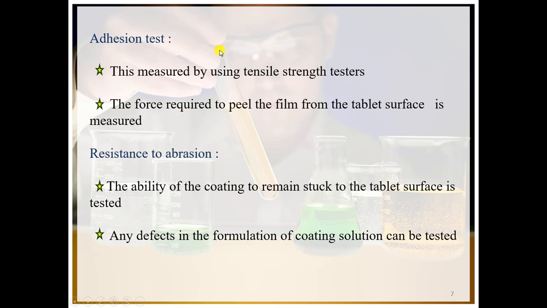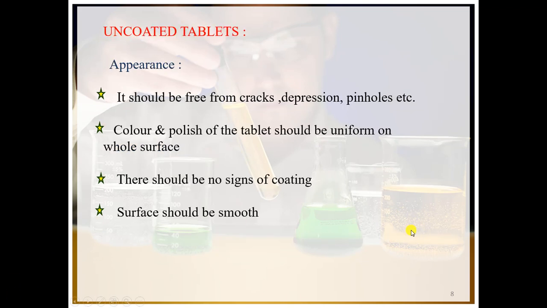The adhesion test is usually performed using tensile strength testers. The force required to peel the film from the tablet surface is measured. Resistance to abrasion is the ability of the coating to remain stuck to the tablet surface, and this is tested. If there is any defect in the formulation of the coating solution, it can be detected.